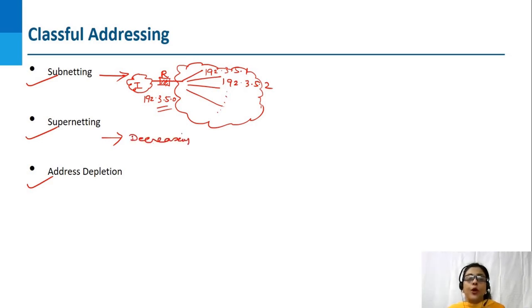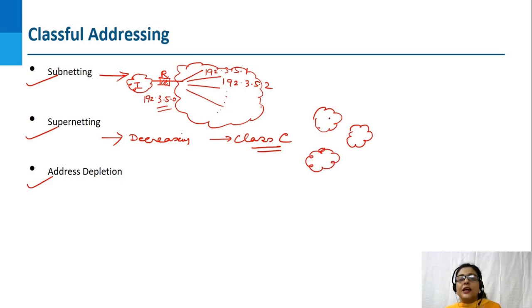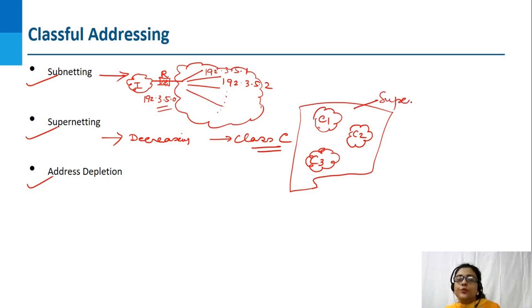Decreasing means there is some flaw with the addressing structure of classful addressing, and hence more and more address space is required. Now we use Class C addressing. Class C addressing has a large number of net IDs but fewer host IDs. So what we can do is combine several Class C addresses, like Class 1, Class 2, Class 3. You can combine them to use for your organization, and this is known as supernetting.